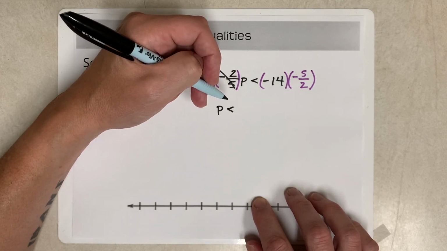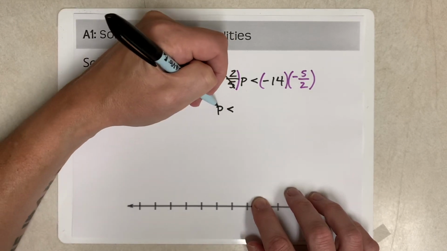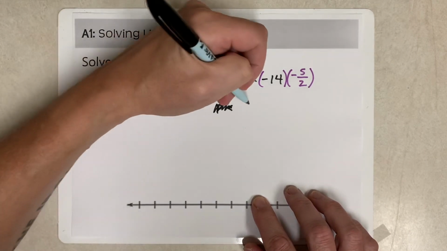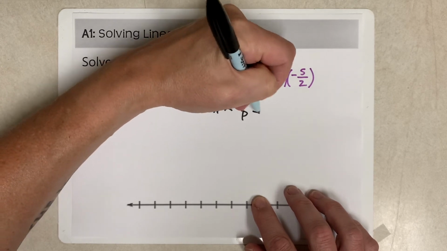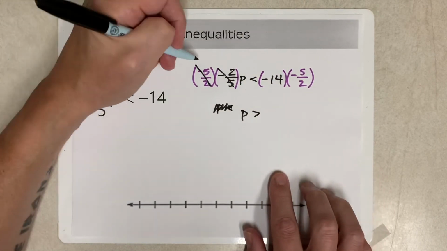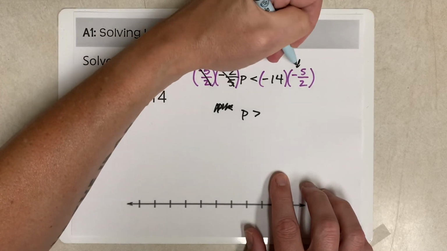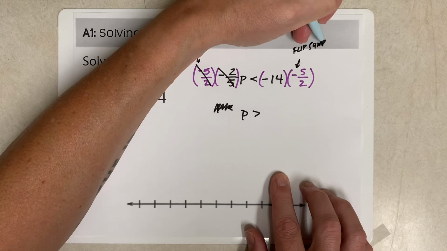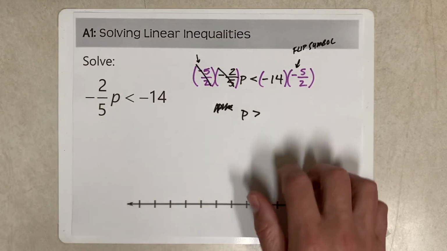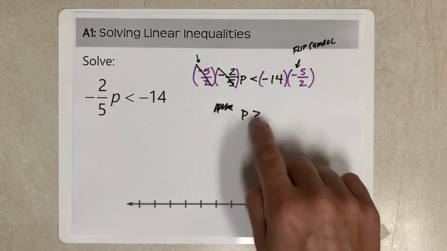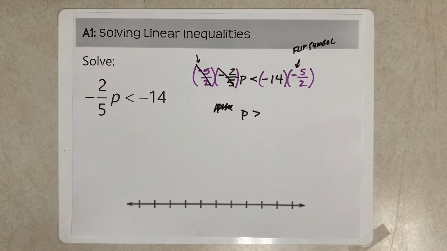So what I really need to do is go ahead and scratch through that because, again, that happens all the time. And instead, I should really have p greater than. So because I multiplied by a negative right here and right here, now I have to flip the symbol. And that's something you're going to deal with a lot. And you're going to forget, and it just happens. So just cross through it, p greater than, and now I have to figure out what 14 times 5/2 is.